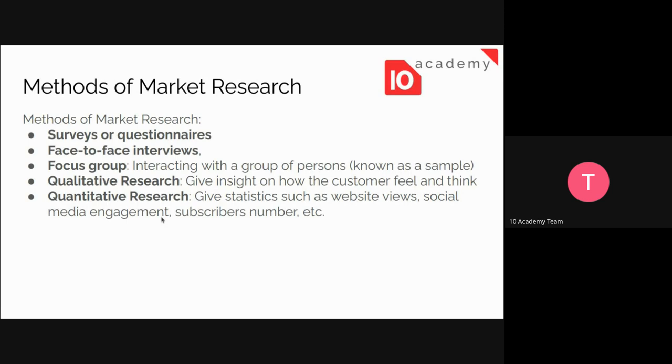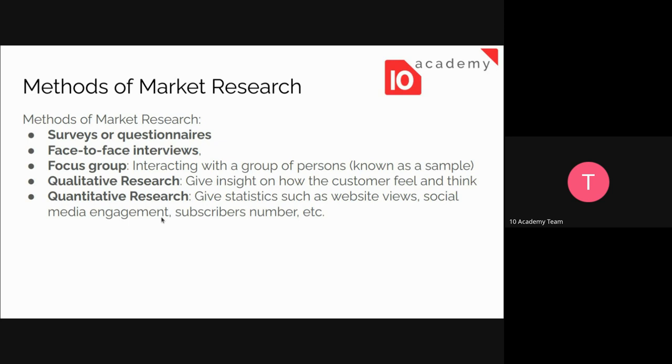Collect information from them. And we have also another method we call qualitative research, where the focus will be on how the customer feels and thinks. So the questions will be oriented on how the customer feels and thinks. We have also quantitative research, which will be focusing on the statistics, such as website views, how many customers view our website, how many customers do we have, and everything that is numerical information related to the customer and the product will be grouped into quantitative research.